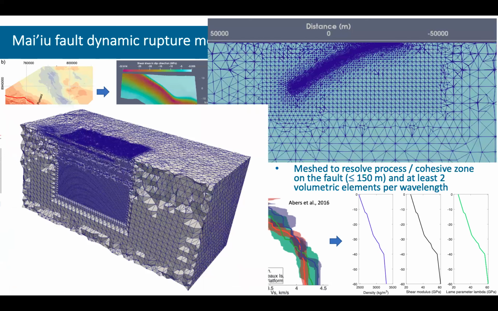And finally, I just want to show that our meshes are fully 3D and that we refine them close to the fault. So we're always doing full 3D simulations. We're refining the mesh close to the fault to resolve the on-fault slip processes. And so this example up here is looking along the strike. You can see how the mesh is refined close to the actual fault surface.